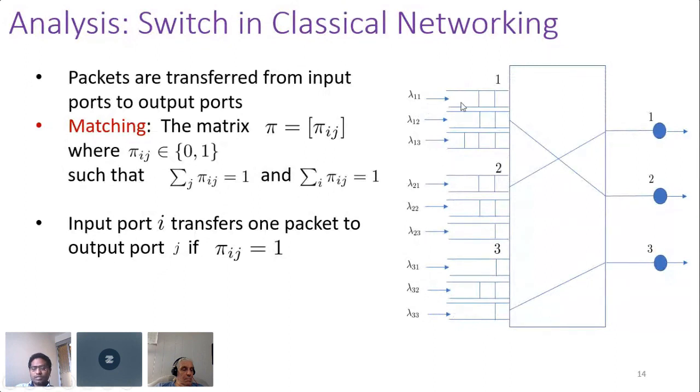These packets are processed in a first come first served manner. And there are two conditions. One is that at every time instant, every slot, from each input port we can only remove one packet. Another constraint is that every output port can only receive one packet from any one of these input ports. The scheduling decisions are defined by a matrix called a matching. This matrix has elements pi_ij, where pi_ij is either 0 or 1. The fact that each input port can transfer to only one output port is represented by this condition, that the column sum of these elements is 1. Similarly, each output port can receive only from one input port, which is represented by this condition, that the sum of the elements in a given row is 1.